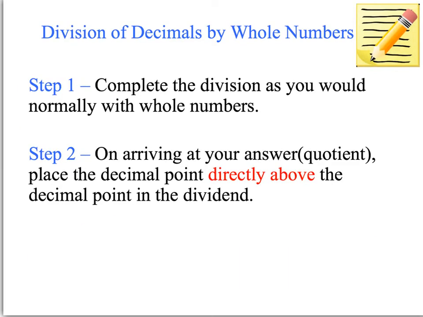Alrighty, we're going to talk about division of decimals by whole numbers first of all. There are two steps. The first step is one that I always like: complete the division as you would normally with whole numbers. You just do the division like you've been taught. Then, when you get the answer, you need to place the decimal point directly above where the decimal point was in the dividend, okay? So we're not counting the number of places or doing anything like that. We're just putting it directly above the decimal point. It's a little bit different than other problems.